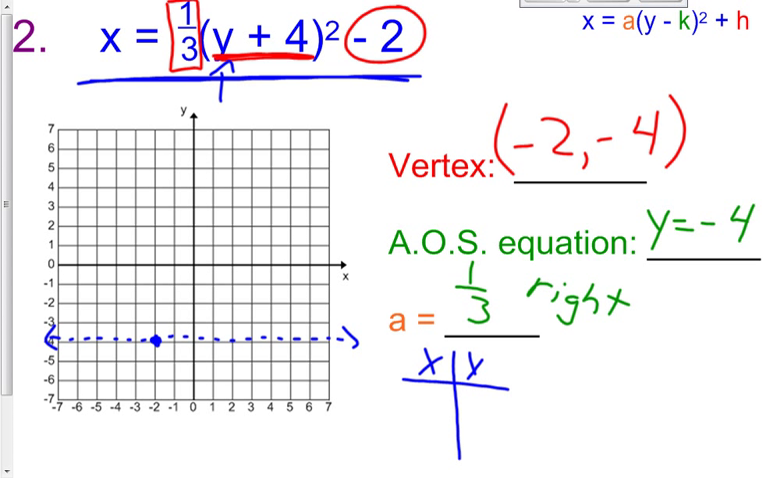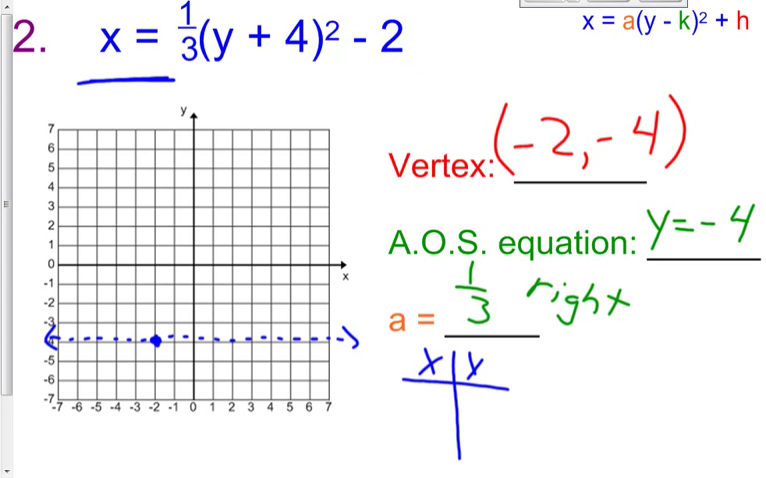So what we want to do is we want to pick a y value that when we add 4 and square it, we somehow get a multiple of 3. Because I know I'm going to multiply by 1/3 here. So if I multiply by 1/3, it's the same thing as dividing by 3. So in your minds here, think for a second. What can I add to 4 that when I square it, I'm going to get a multiple of 3?